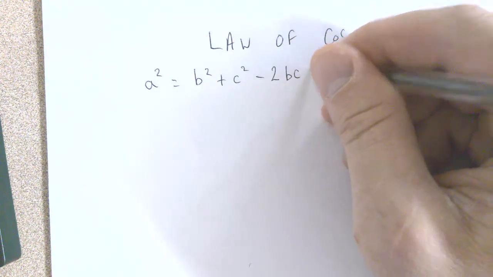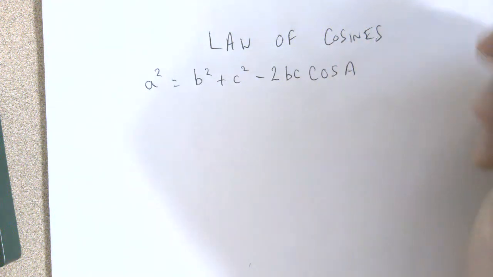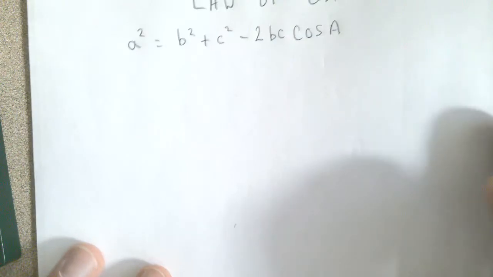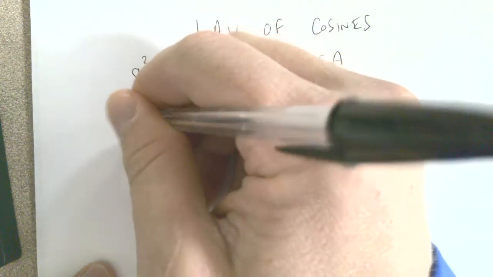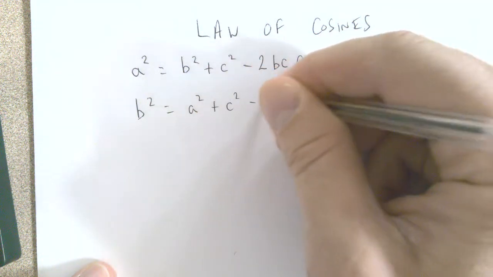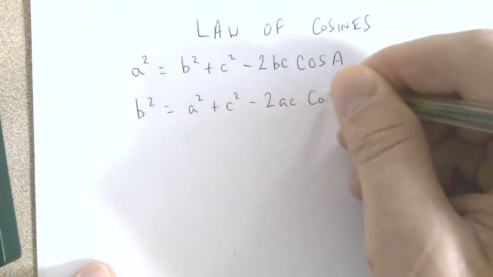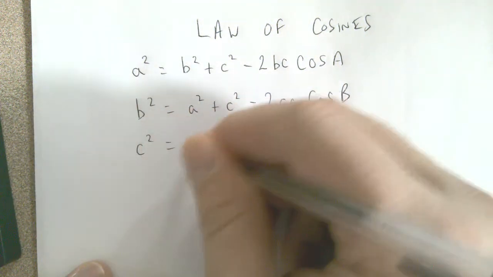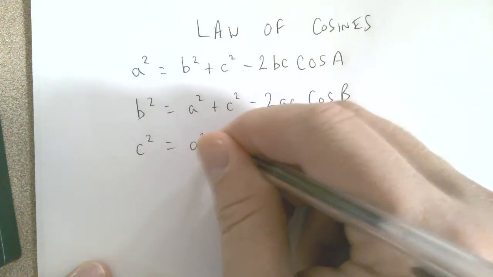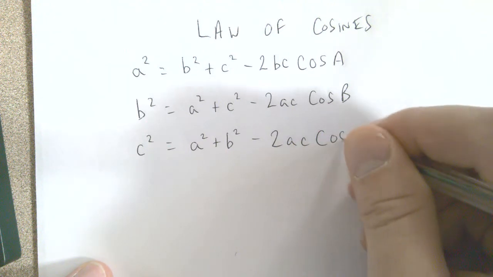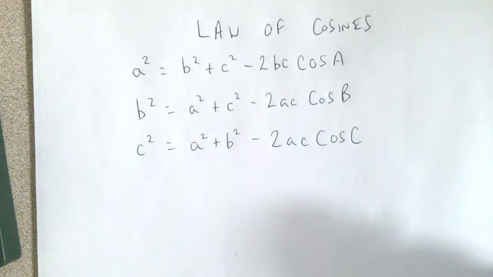2bc cosine of A. Okay, so that would be if I were attempting to find A. If I'm attempting to find B, again, I'll write each of them. B squared equals A squared plus C squared minus 2AC cosine of B. And if we're finding C, it'd be C squared equals A squared plus B squared minus 2AB cosine of C.